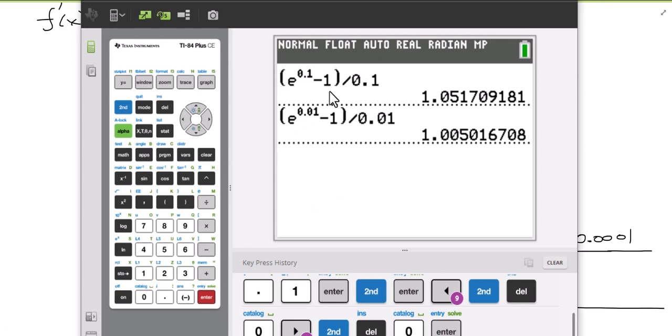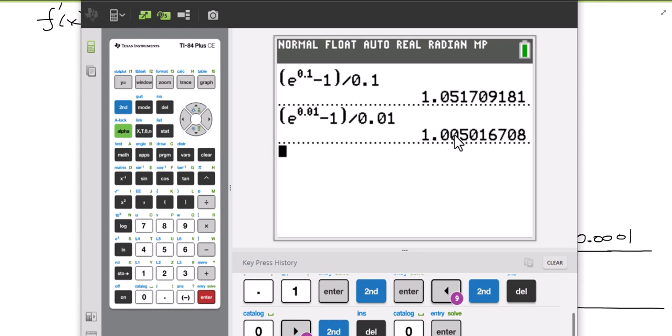So I wanted to share what I did in my calculator because I use parentheses. Your calculator, if you don't have parentheses, will automatically want to do order of operations. So if you did e to the 0.1 minus 1 without parentheses, divided by 0.1, what your calculator will do is the division, 1 divided by 0.1, and then the subtraction. So your calculator is automatically programmed to do order of operations, so just be really careful. Make sure you use parentheses if you're trying to do the whole thing at once.